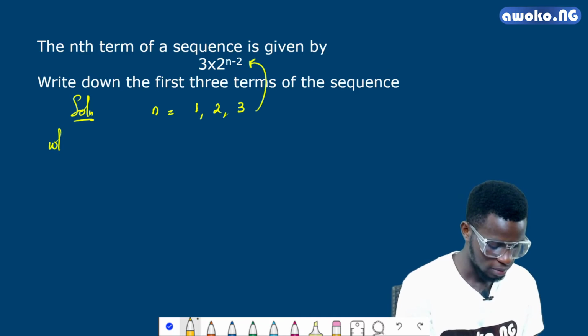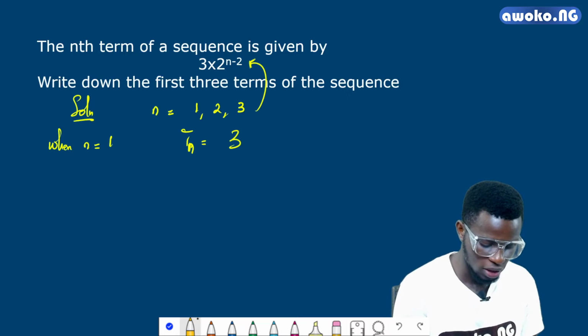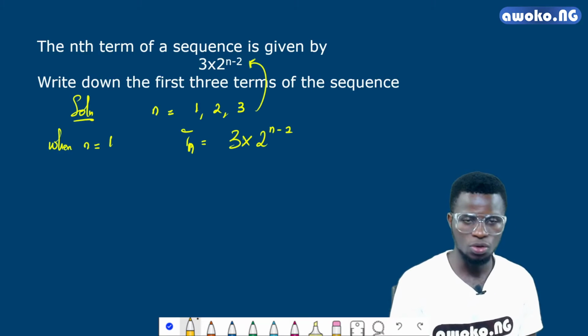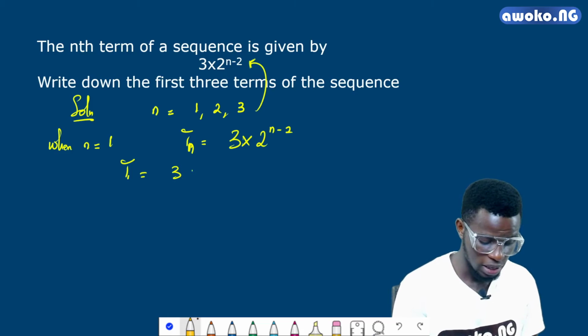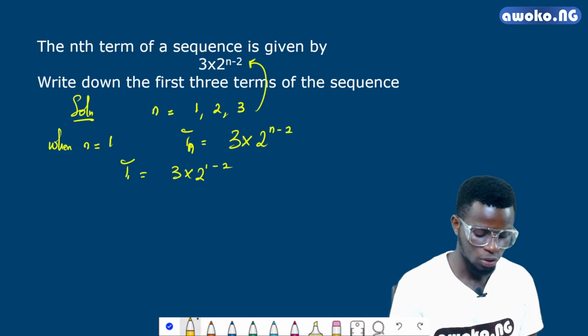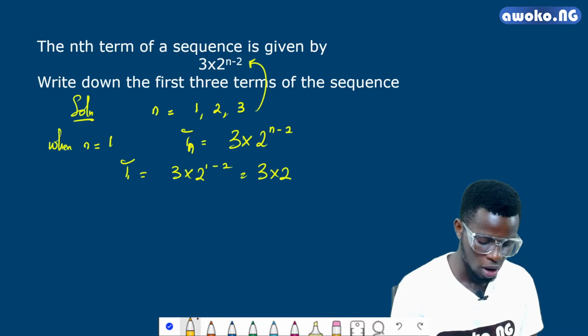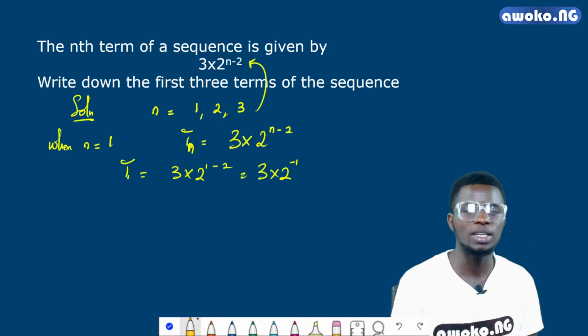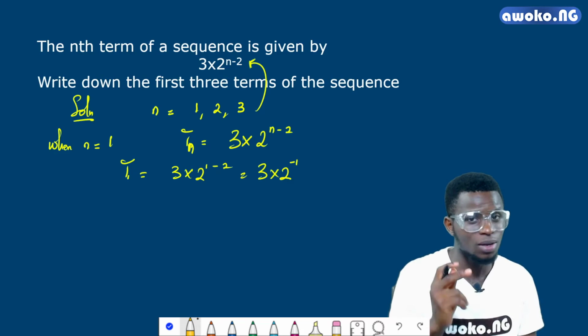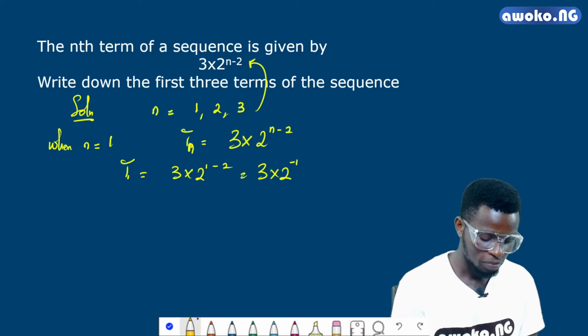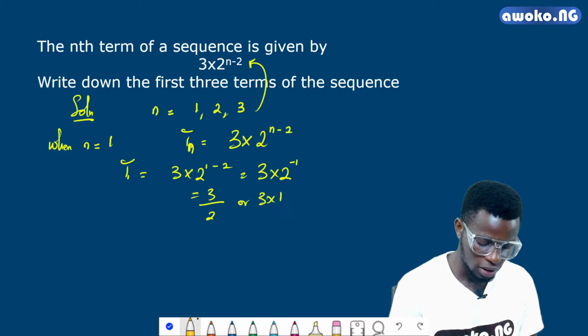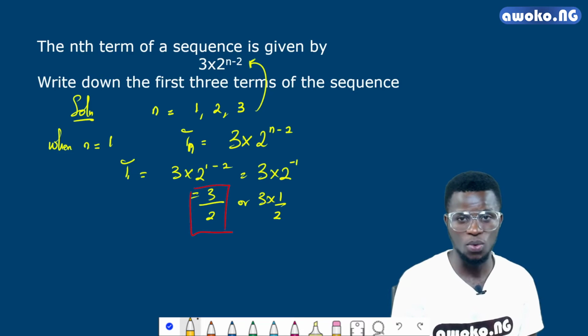So when n equals 1, Tn is equal to 3 times 2 to the power n minus 2. So T1 is equal to 3 times 2 raised to the power of 1 minus 2. This gives us 3 times 2 raised to the power minus 1. And then anything raised to the power minus 1 is still the same thing as 1 over that particular thing. So we have 3 over 2, or 3 times 1 over 2. Okay, so this gives us the value of the sequence when n is equal to 1.